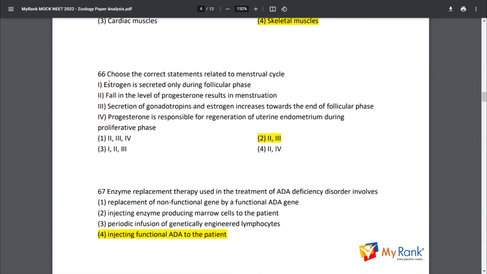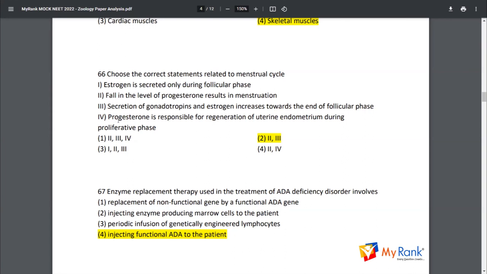Statement 3, secretion of gonadotropins and estrogen increases towards the end of the follicular phase. Correct. Now, statement 2 and statement 3 can be verified if you look at the graph represented in our NCERT textbook near the menstrual cycle, where the graph clearly shows that during the follicular phase, there is a rise in the levels of estrogen and the gonadotropins towards the end of the follicular phase. Also, when there is a fall in the level of progesterone in the body, the menstruation period again starts. So statement 2 and statement 3 are correct.